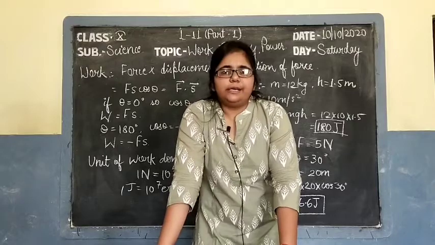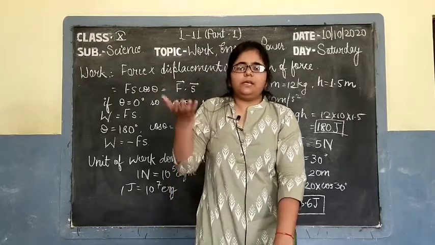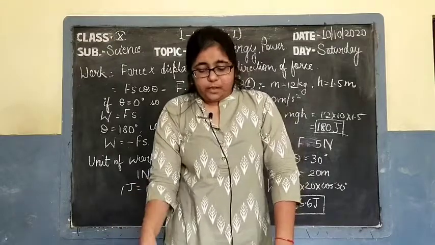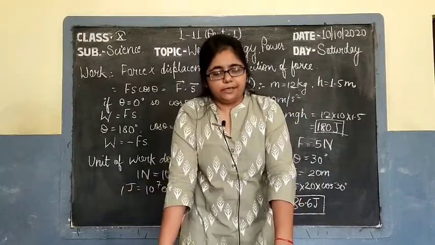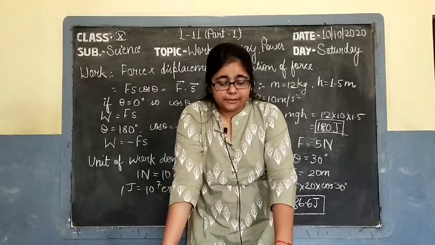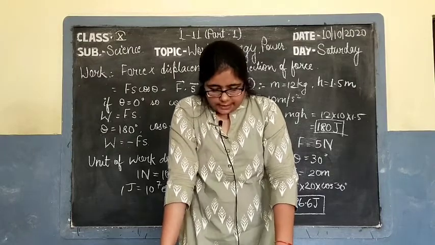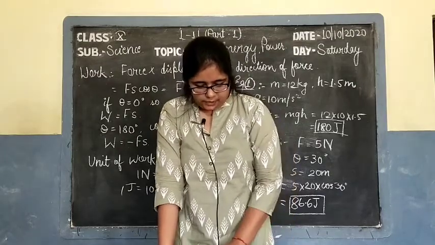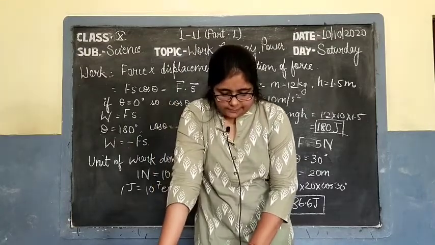There can be work done against gravitational force. If you are lifting something from the table in your hands, then you are doing work against gravity, and there will be a displacement in terms of height. So the work done will be mgh. An example regarding this is given in your book, on page number 148, example 1.